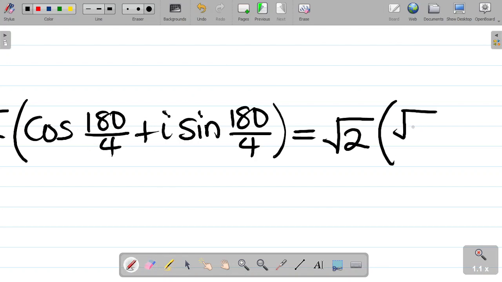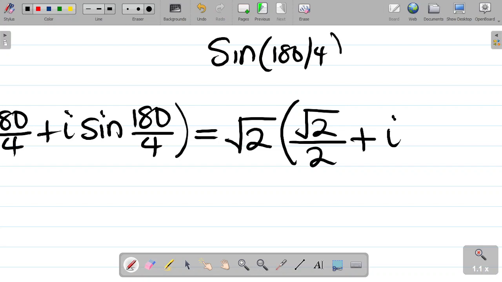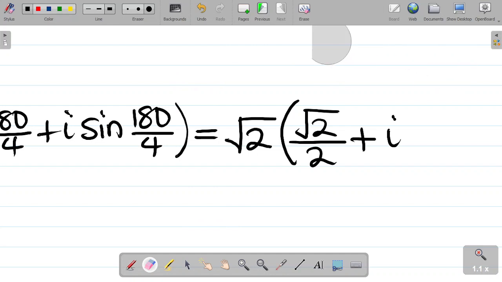So I'm having root 2 all over 2 plus I into, now punch this one here. Please punch correctly. Sine, open a bracket, type 180 over 4, close the bracket like this. If you punch this correctly, this will also give you root 2 over 2. Please use a scientific calculator and punch correctly. So this value is also equal to root 2 all over 2.